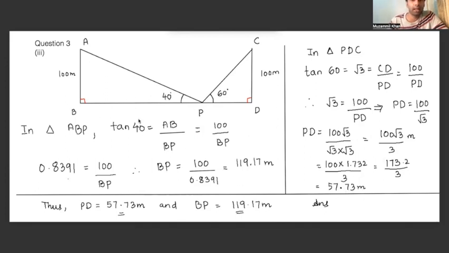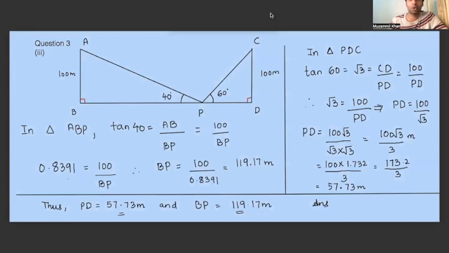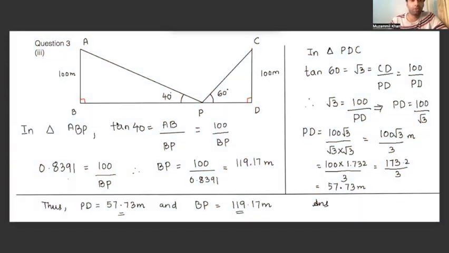And then we go to the other triangle ABP. This is where the challenge lied. You had to work with a non-standard angle, tan 40, for which you had to use the logbook. And from the logbook, the value is 0.8391. And that is equal to opposite, which is 100 divided by BP. And then there was a tough division here, which could have consumed some time. And the correct answer for that was 119.17. Therefore, PD, the segment on the right-hand side, is 57.73 and BP on the left-hand side was 119.17. Nobody asked us to add the two of them. Therefore, the answer has been presented separately.